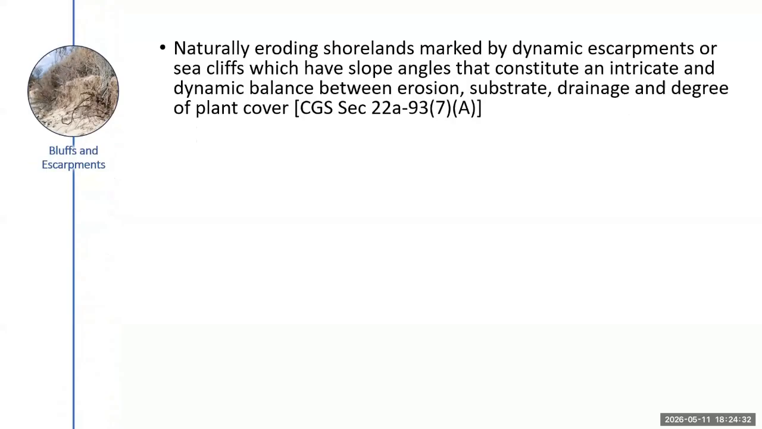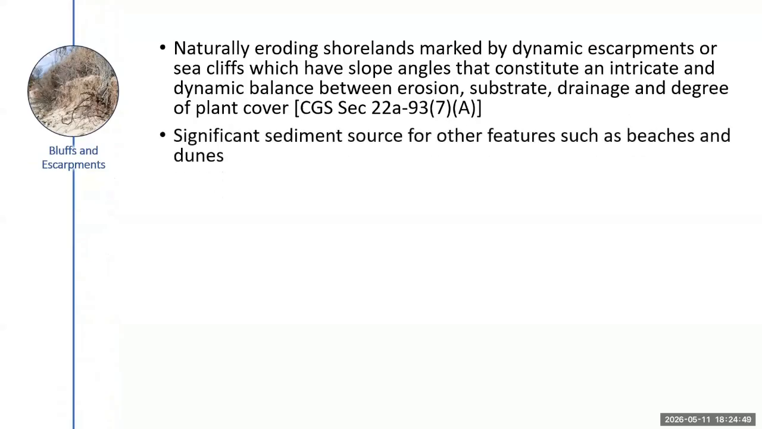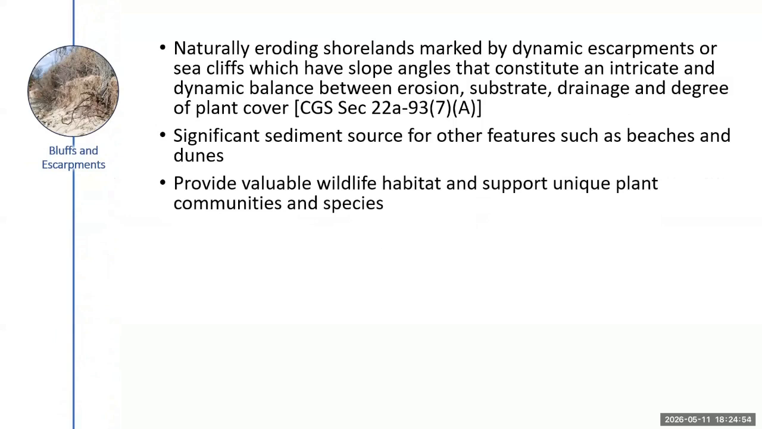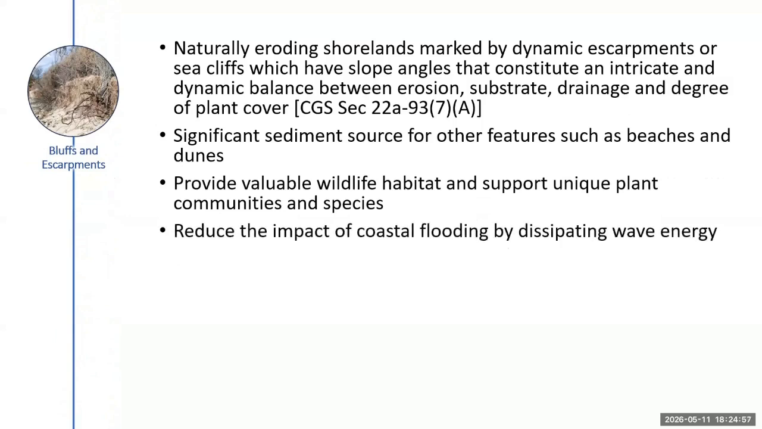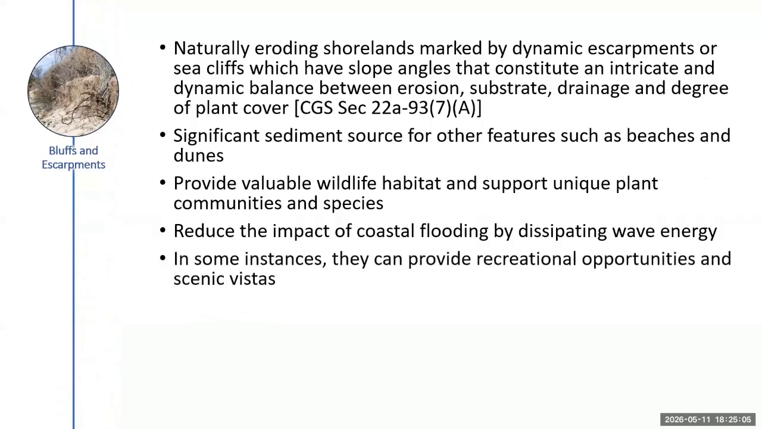The next one is the bluffs and escarpments. These are naturally eroding lands marked by dynamic escarpments or sea cliffs that have slope angles that constitute an intricate and dynamic balance between erosion, drainage, and degree of plant cover. They are a sediment source for other coastal features. They also provide wildlife habitat, and they support various plant communities, and they help to reduce the impact of flooding by dissipating wave energy. Also they can provide recreational opportunities and scenic vistas.